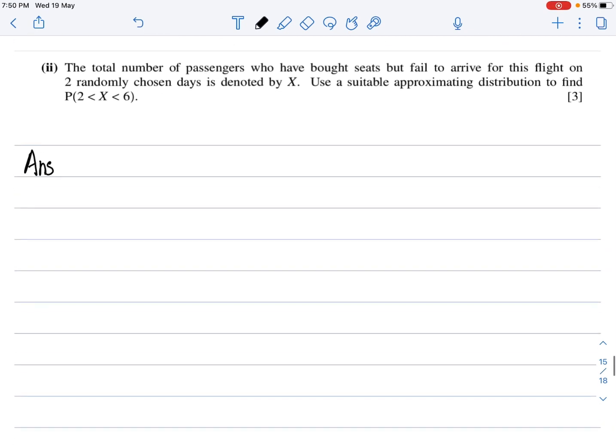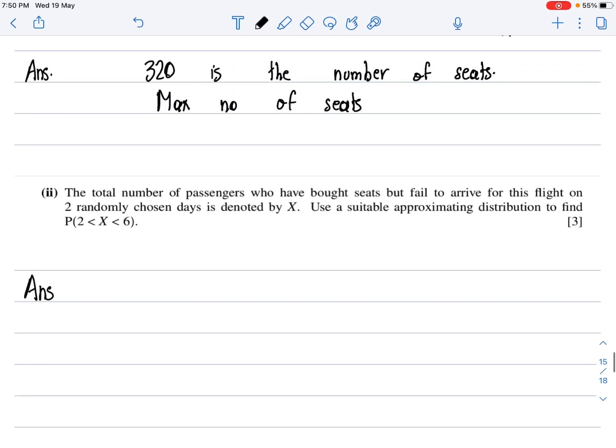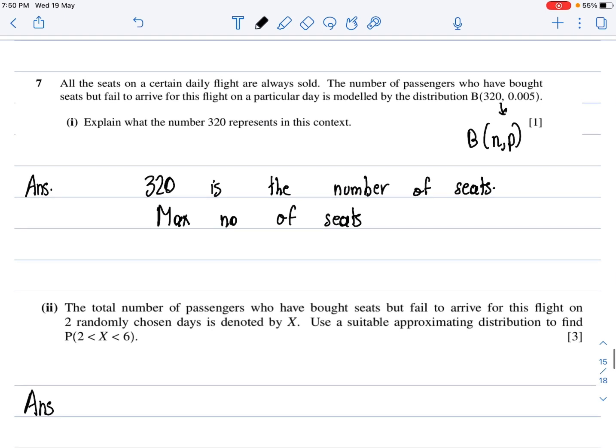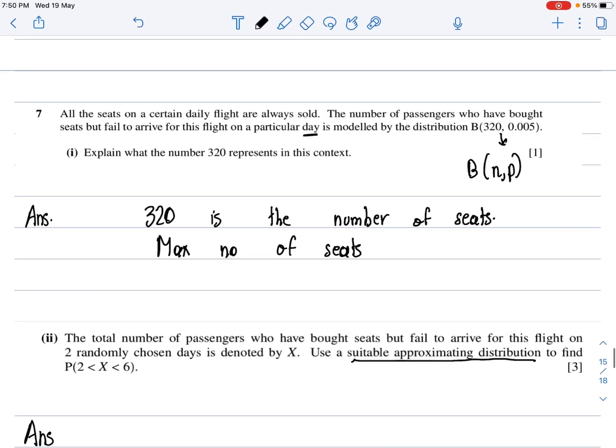Now the total number of passengers who have bought but failed to arrive for this flight on two randomly chosen days is denoted by X. Use a suitable approximating distribution to find the probability that X is between 2 and 6. See here, you need to use a suitable approximating distribution. So you have this as n, this as p.